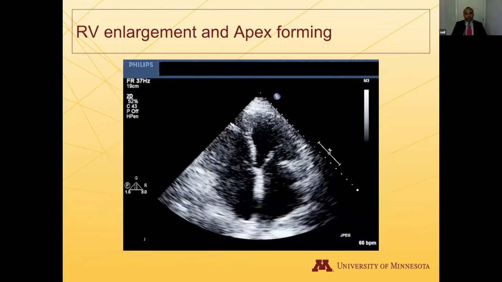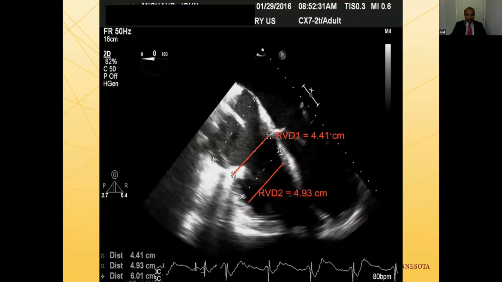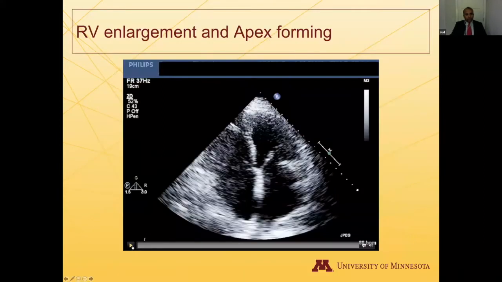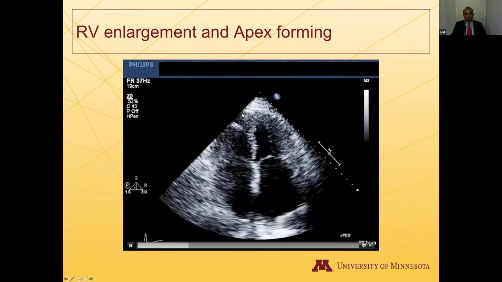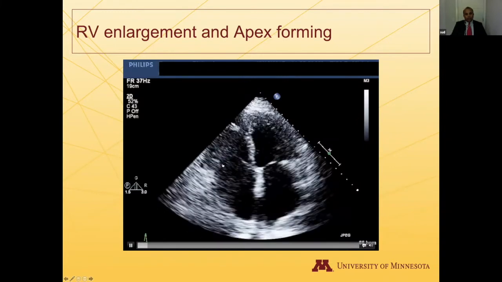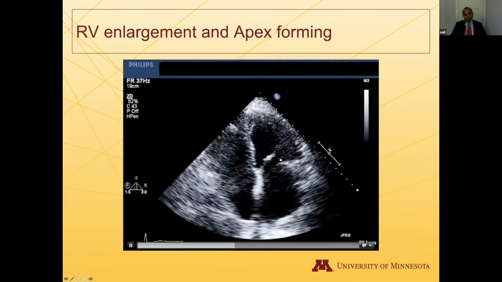What happens with RV enlargement? The formation of the apex is shared between the two. And as you can see here, that's the left ventricular apex. This is the right ventricular apex. And you see the RV is almost as big as the left ventricle. And that's the shared apex.